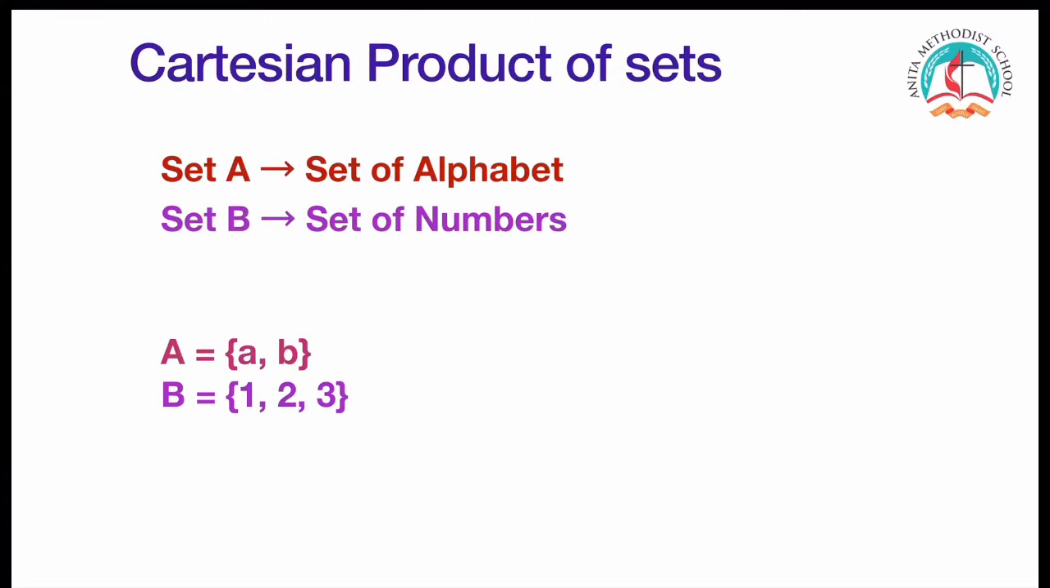What is Cartesian product of sets? Let us understand this using an example of two sets. We have two sets with us. The first set A represents alphabets and the second set B represents numbers. So we can represent the two sets like this. Set A contains elements a, b and set B contains elements 1, 2, 3.